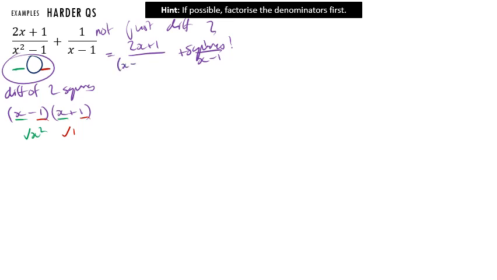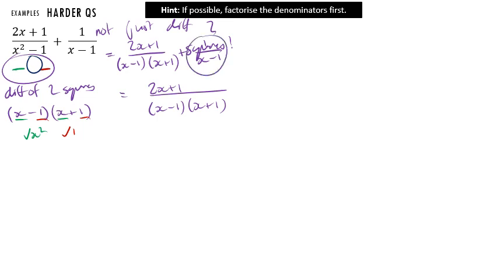Now you might be able to see why it's been useful to do this. When we're looking for the smallest common denominator we can use, we can see here we've got x minus 1, we've got that over here as well. So for our common denominator, we can use x minus 1 multiplied by x plus 1, and this numerator here will just be staying the same.